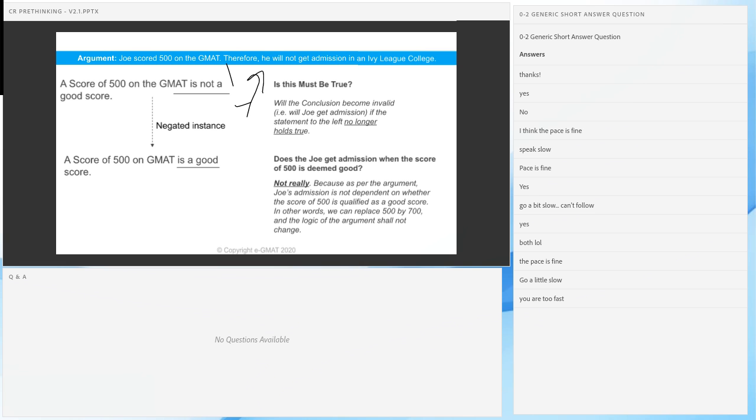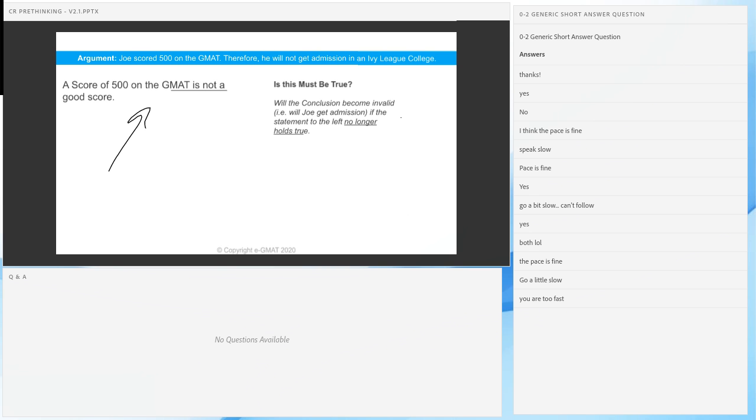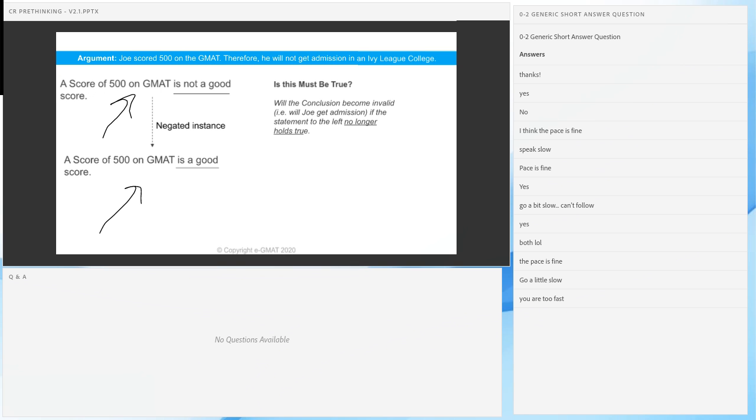The question that you're asking is, let's go back, is this statement a must-be-true statement? Is it required for my conclusion to hold true? And remember, this is my conclusion over here in that blue bar. Or as you can read over here, will this conclusion become invalid if this statement no longer holds true? Now, if this statement no longer holds true, then its negated instance becomes true. So what is its negated instance? You just take the word not, cross it out, and you say now a score of 500 on the GMAT becomes a good score. If this happens, then will Joe get admission in an Ivy League college?